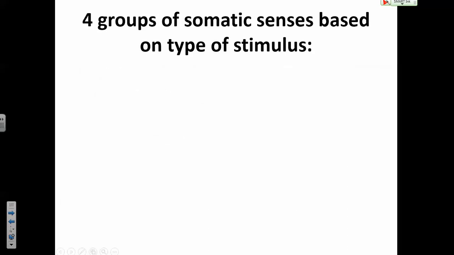Okay, another way we can group them is based on the kind of stimulus. So we've seen that a little bit. So now you understand what a chemoreceptor is and a pain receptor. You understand a little bit about it.